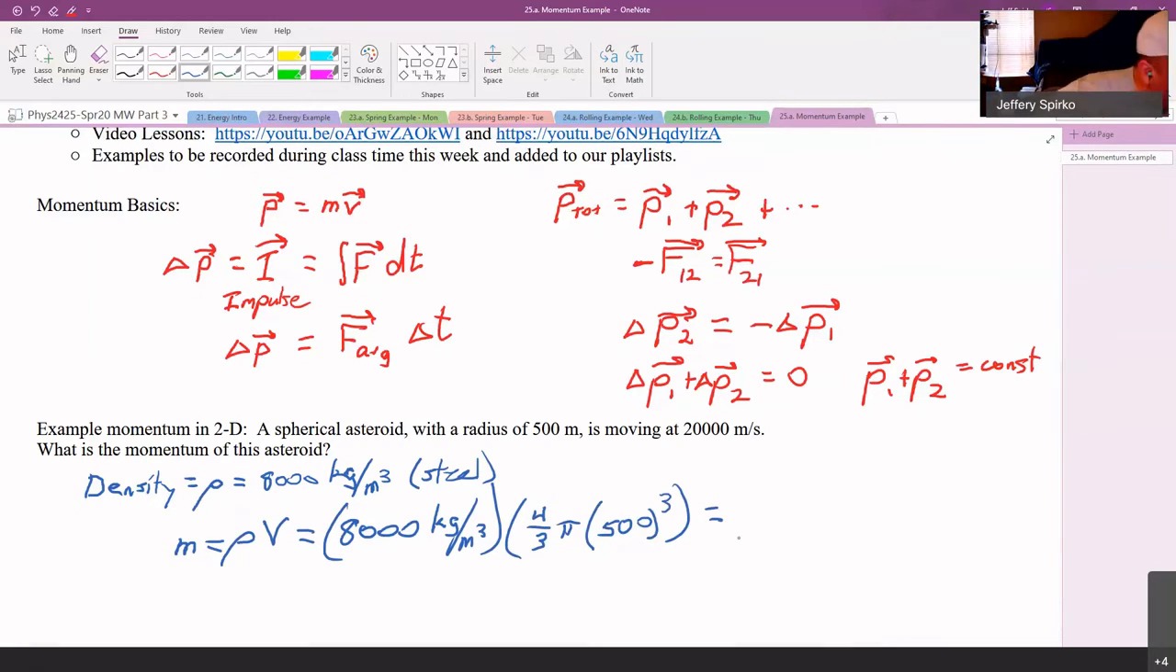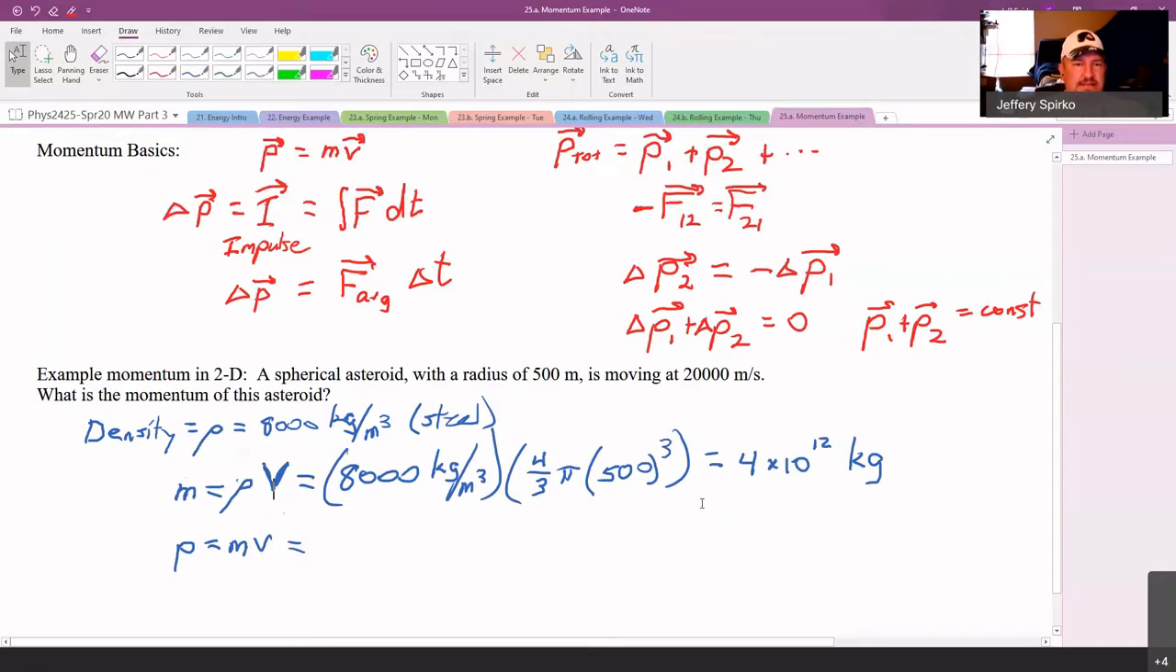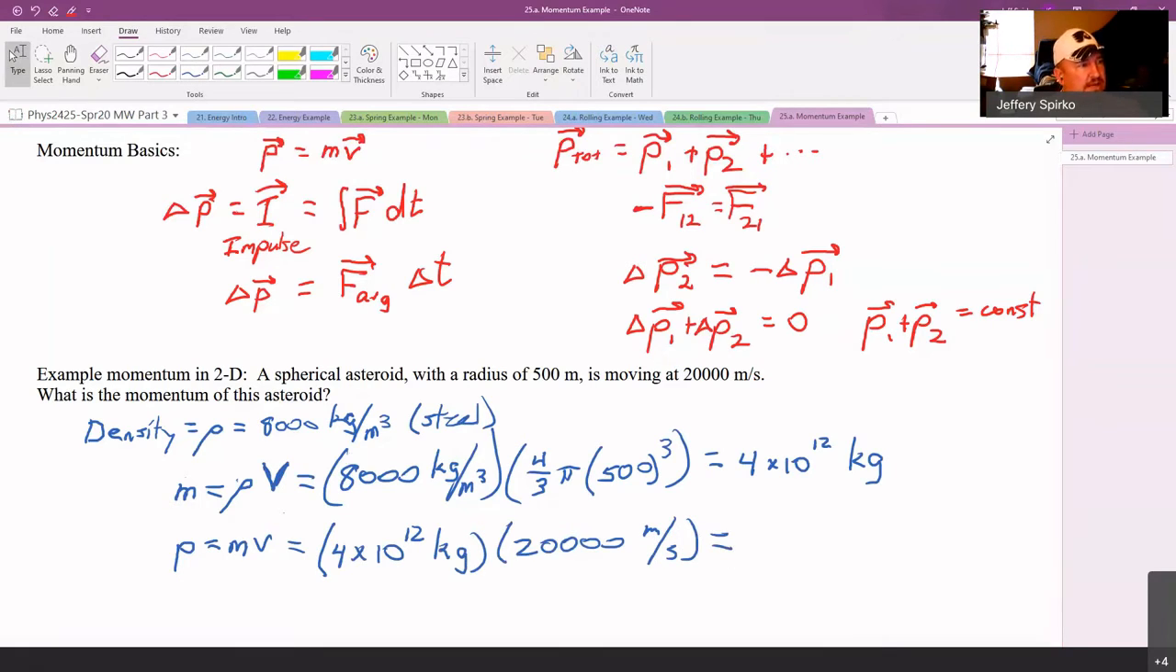So I can dig out my calculator here. But probably the last thing that was heard was that I was just typing this into Google and I found I had a mass of 4 times 10 to the 12th kilograms. So now when I want to calculate the momentum, I take the mass times the velocity. So that is my 4 times 10 to the 12th kilograms times 20,000 meters per second. So I just take all that stuff that I already had there times 20,000, which is a heck of a lot of momentum: 8 times 10 to the 16th kilogram meter per second.